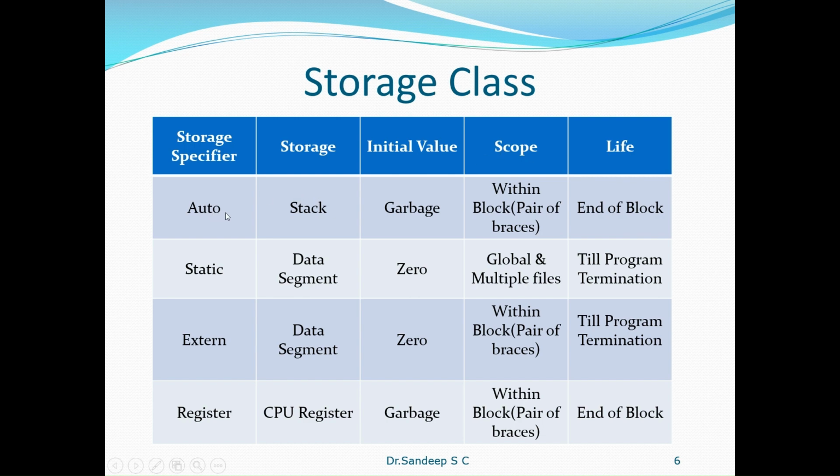if you have an automatic variable, as I said, it will be stored in the stack initially. The default value will be garbage. Now this will be within the block. If I define a particular variable inside a function, then that variable is limited to that function. That's a block or a pair of braces. The moment we come out of that function, the variable will be deallocated from the memory. That means its life is over. So the life also ends at the end of the block. So scope and life both are within the block only.